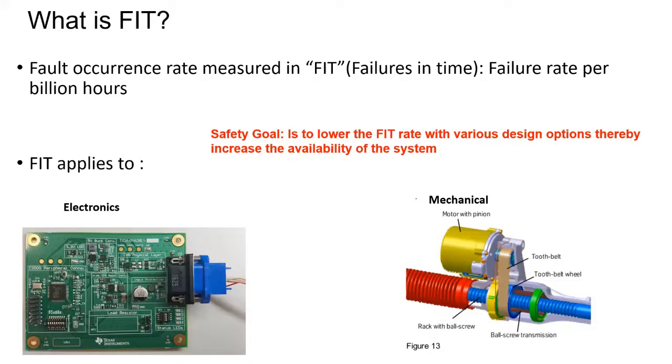So that's what we are trying to understand, and for that, a term is called FIT. A FIT means the failure rate per billion hours, which is what we need to rate for each part of the system. So what is our safety goal? The major safety goal is to identify where the FIT rates are higher, and for those parts of the system where the FIT rate is higher, the idea is to lower the FIT rate with various design options, thereby increasing the availability of the system.